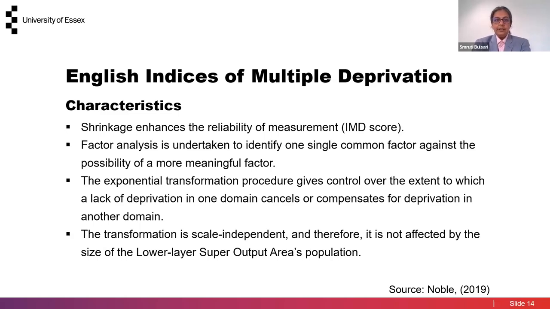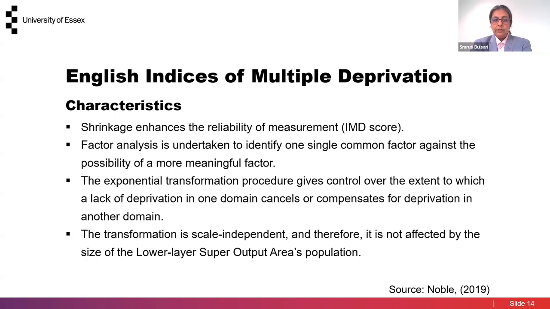Now, if we look into the characteristics, the shrinkage method, which I did not read out on the slide, basically enhances the reliability of the measurement of the index of multiple deprivation score, even the individual indices of multiple deprivation. Then most of the domains also employ factor analysis to identify one single common factor, against the possibility of a more meaningful factor.